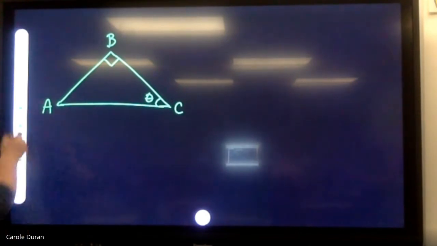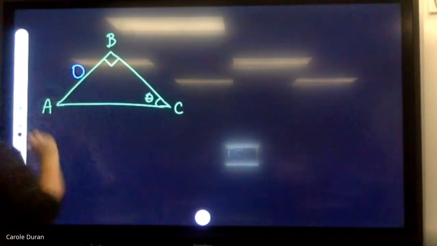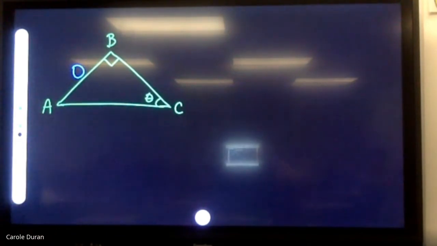AB is opposite. How did you know that? Since it's across from the theta. It's across from the theta. Perfect. Zach, give me another side.